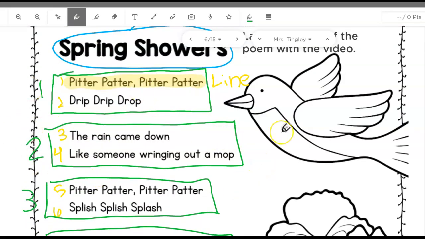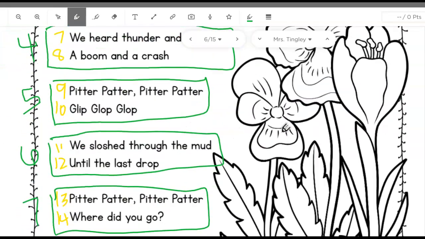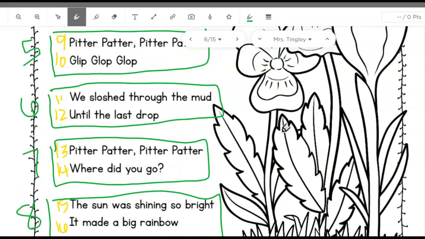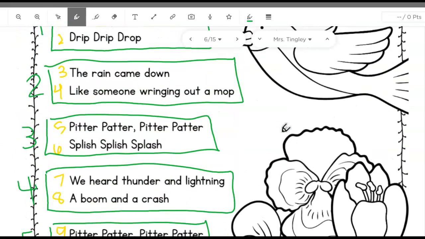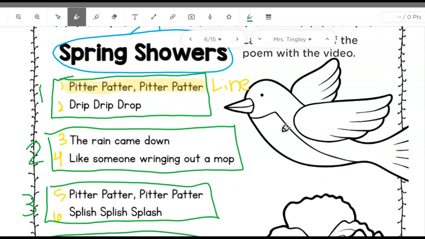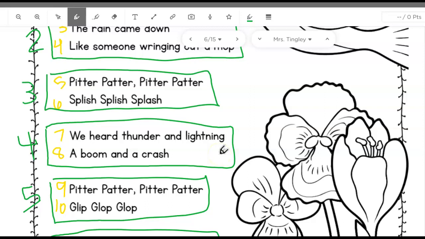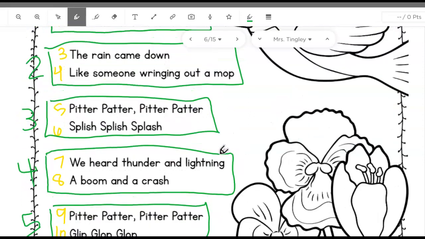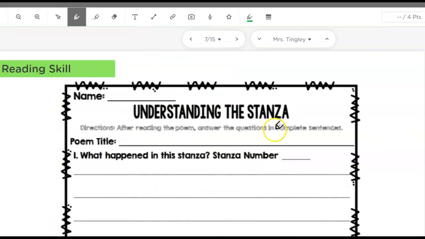Now, knowing the different parts of a poem can help us answer questions about the poem. So if I asked you, in stanza number 3, what sound did the water make? Splish, splash, splish, splash. On the next page, we will be answering some questions about it. Go to the next page.